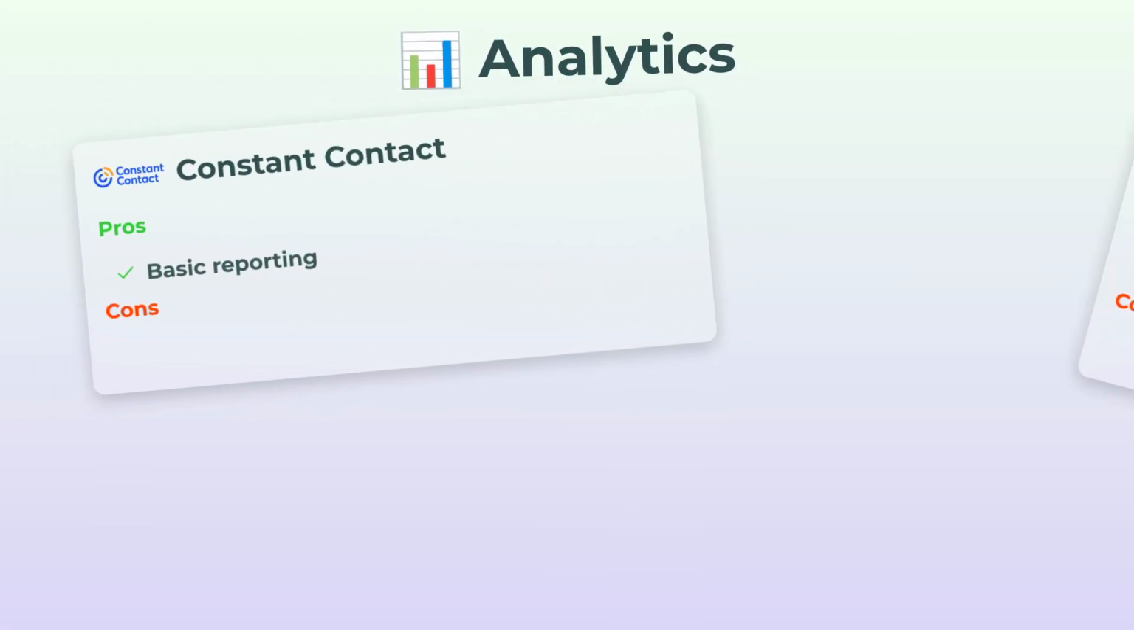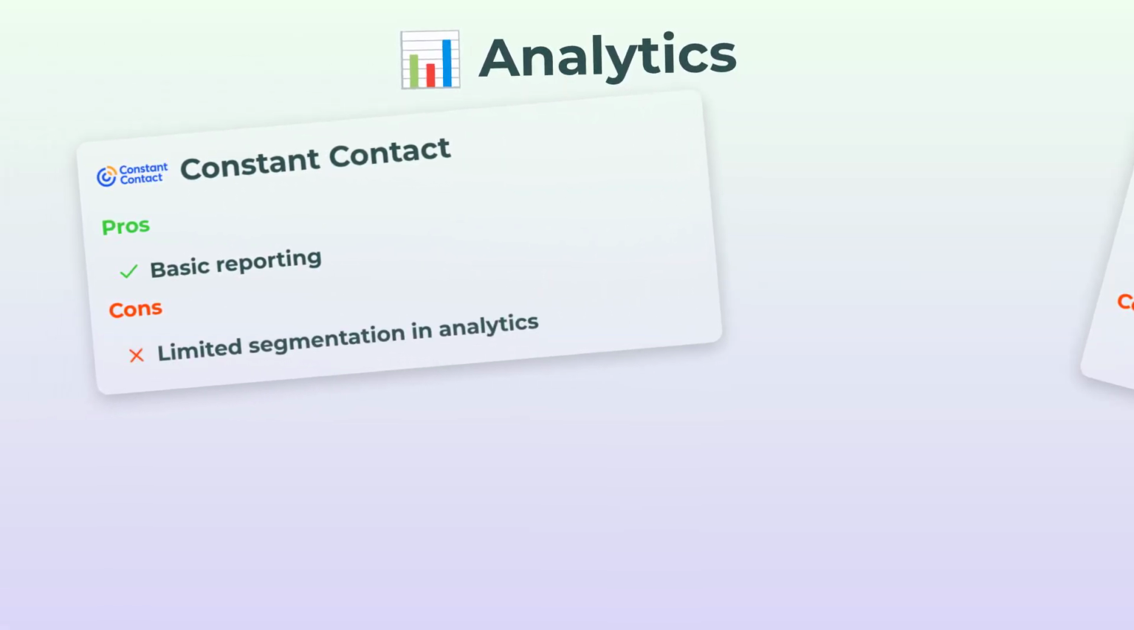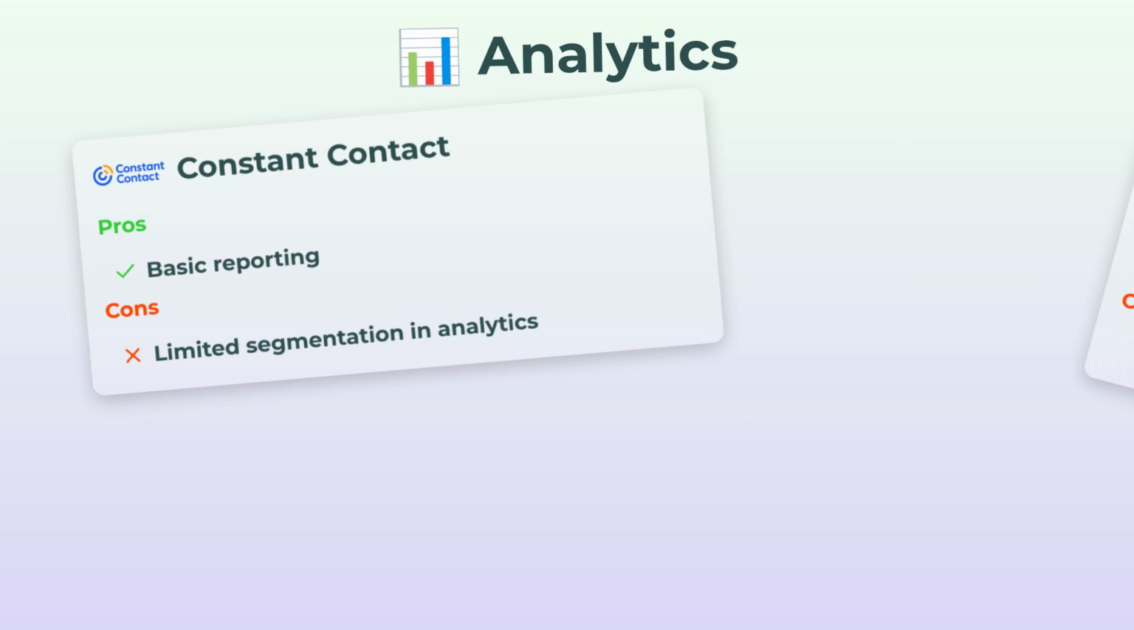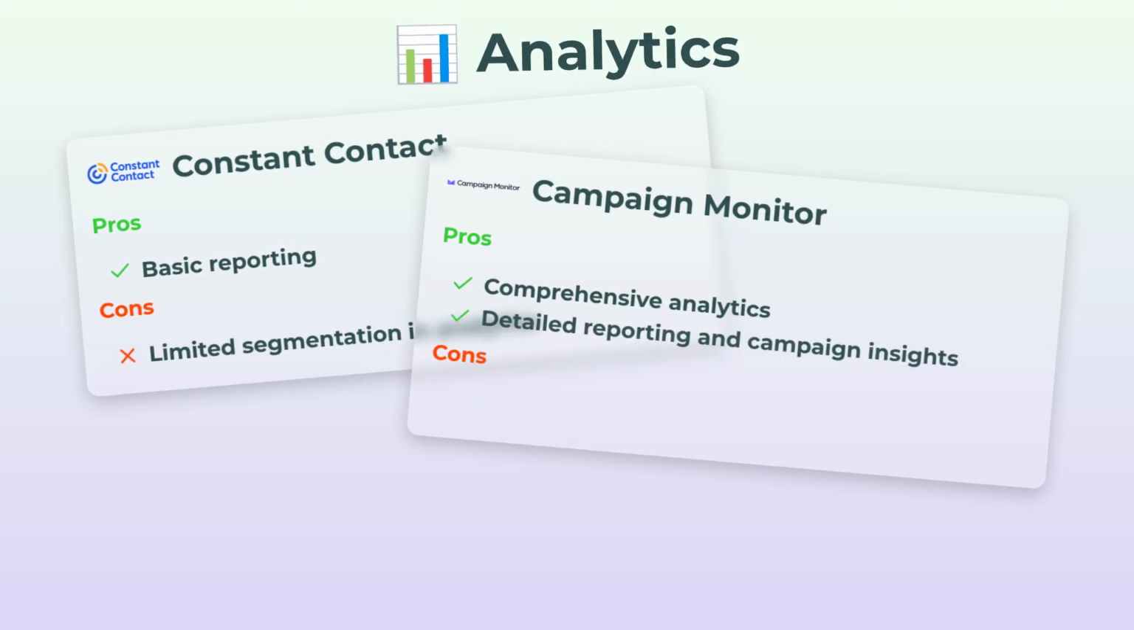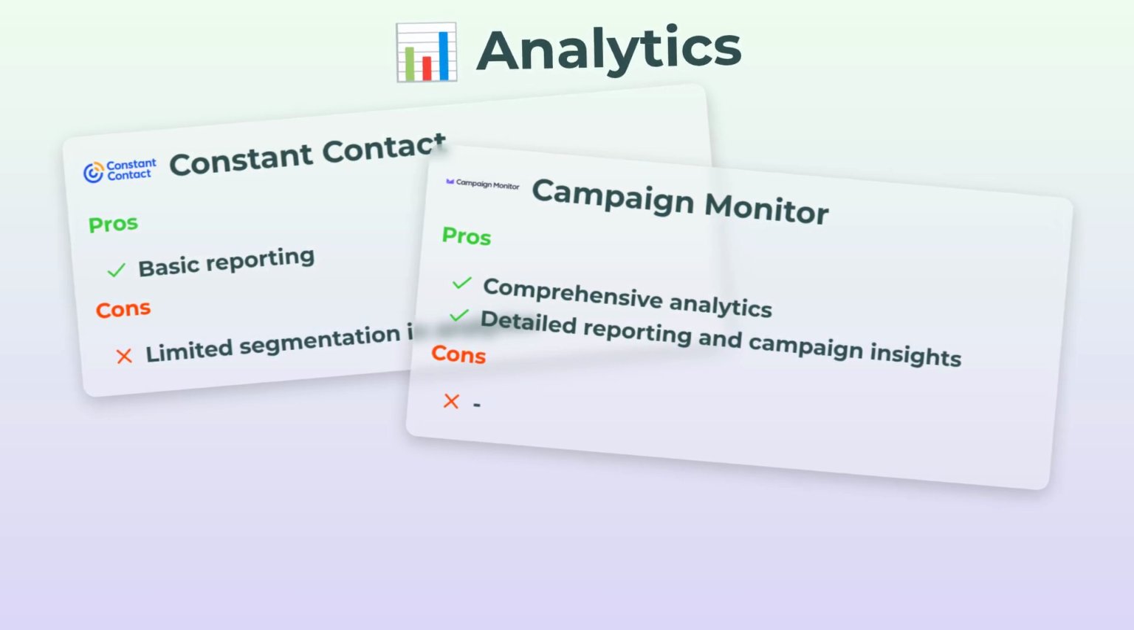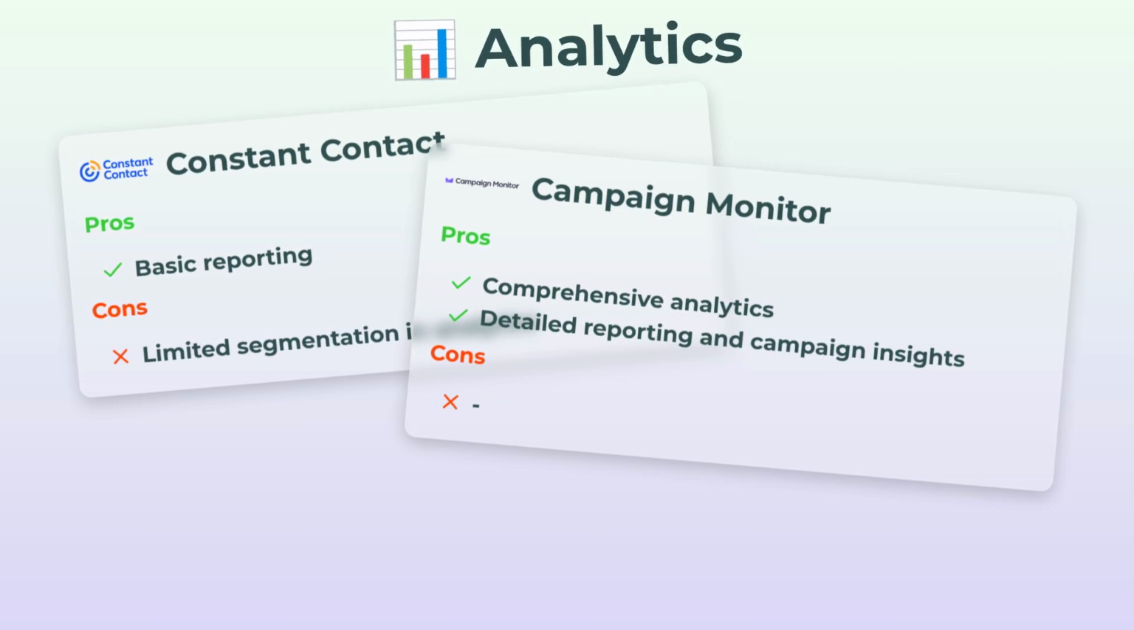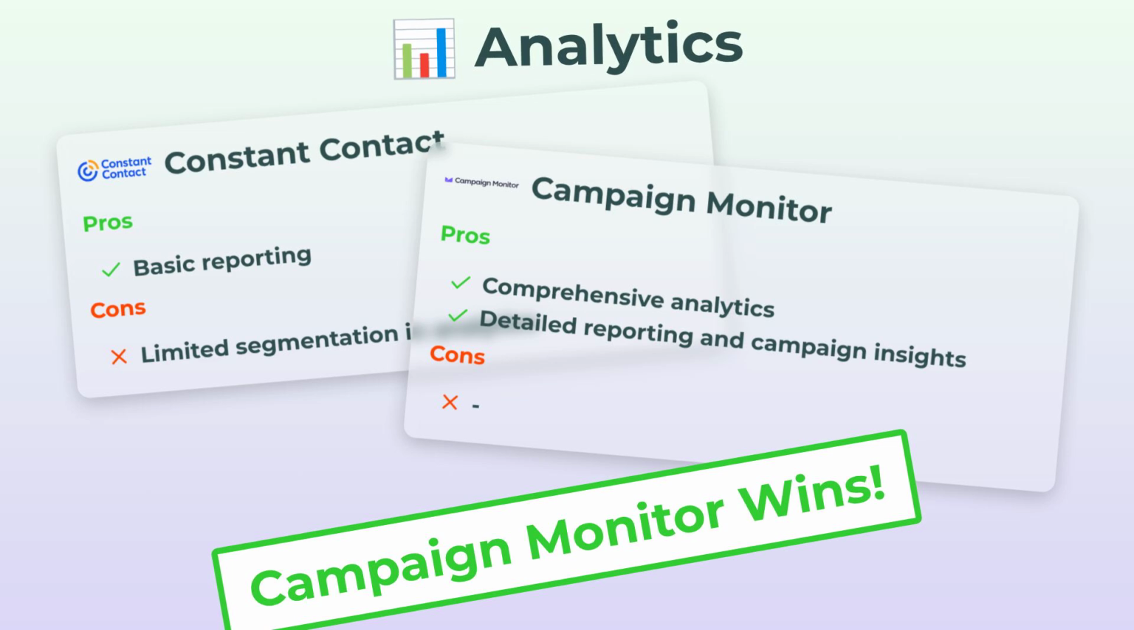Analytics. Because who doesn't want to know if their email actually did something, right? Constant Contact keeps it simple with basic reporting. It works, though you don't get that rich segmentation some other tools offer. Campaign Monitor, meanwhile, is pretty epic for analytics. You'll get detailed reports and those campaign insights that really let you obsess over every stat. Clearly, if you live for the numbers, Campaign Monitor's the analytics champ.